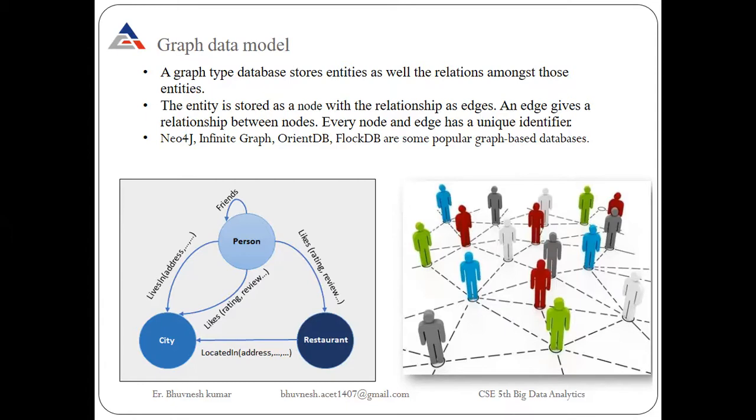This edge will represent your relationship. The person has some address in some city. They will go for a lunch or a breakfast to any restaurant. In this manner, we will create relationships in the form of a graph.